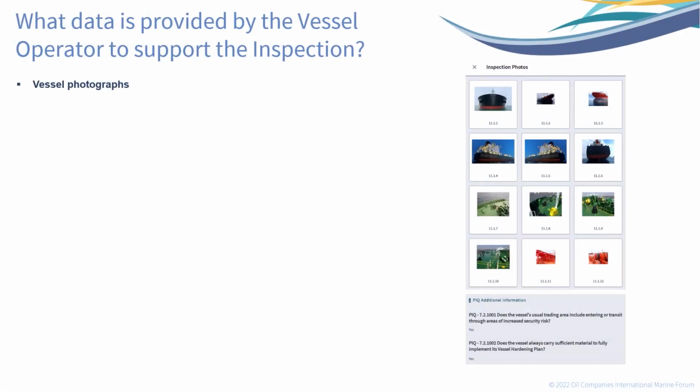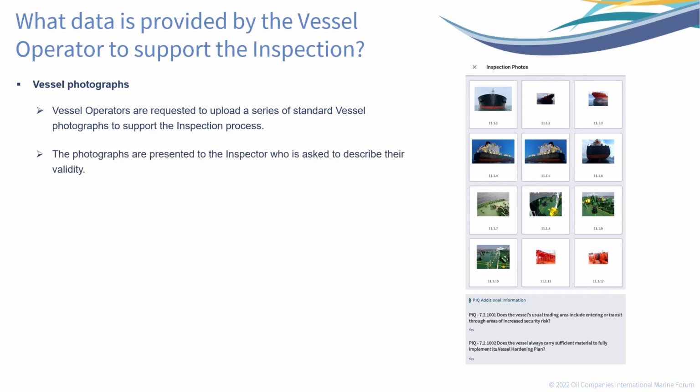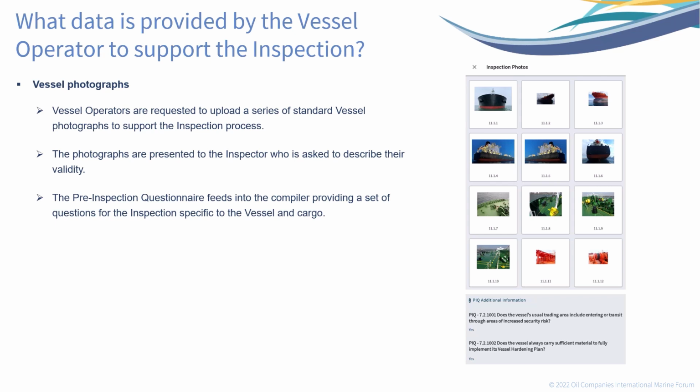The photograph repository. The vessel operator uploads a defined set of photographs of the vessel to be inspected. These will be used for condition verification by the inspector during the inspection and will be included in the final report for the information of the report recipient. Vessel certificates. The vessel operator uploads vessel certificates applicable to the inspection process from a defined list. The certificates are available to the assigned inspector through the inspection software before the inspection.